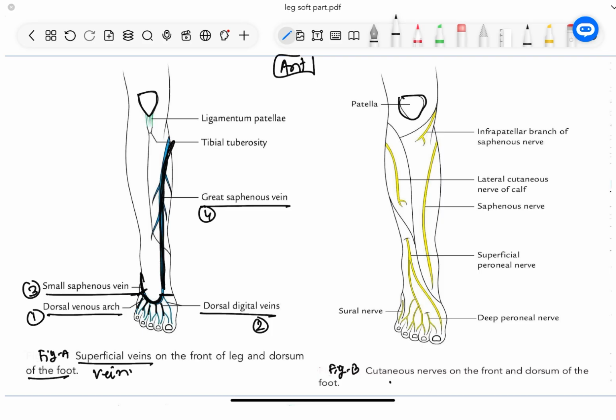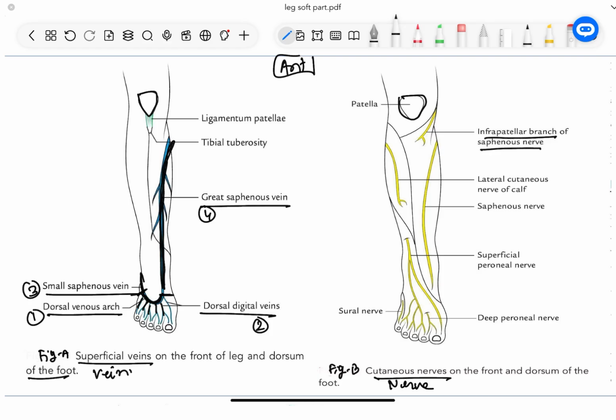On figure B, if you see, these are the nerves. These are the cutaneous nerves of the front of the leg and dorsum of the foot. Carefully see the cutaneous nerves, because the area of distribution of the cutaneous nerves sometimes in exams we ask as MCQ, maybe we can give this side sensation loss. So, which nerve is involved here? Just below the patella, the infrapatellar branch of the saphenous nerve. This is the first one.